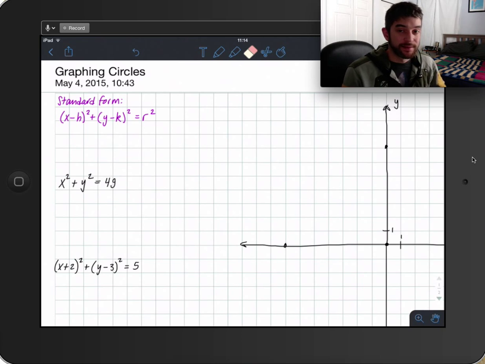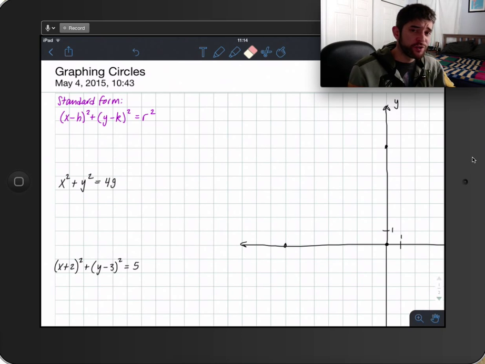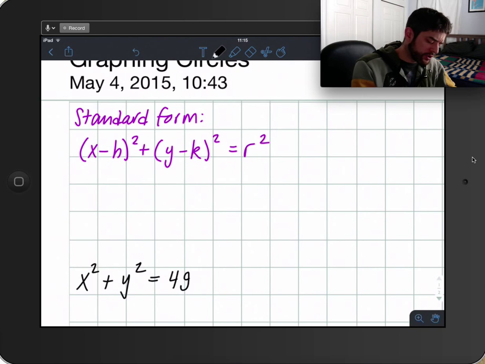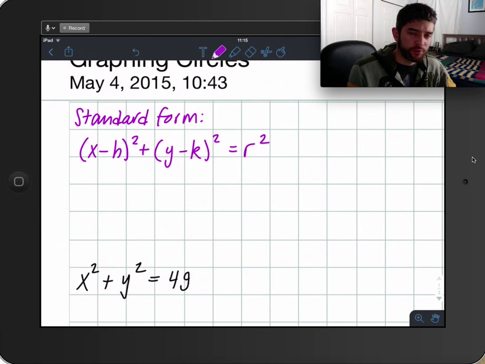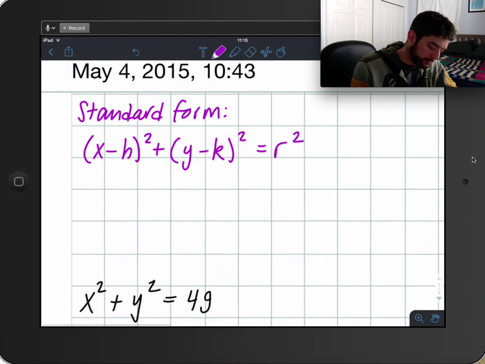in this video I'm going to show you how to graph a circle from a circle equation that's in standard form. There's two different forms the equation of a circle can be in: standard form and general form. General form you usually see in trigonometry and pre-calculus, sometimes in Algebra 2, when you talk about conic sections. The standard form equation you see in geometry, Algebra 2, and trigonometry, so we're going to start with this one.